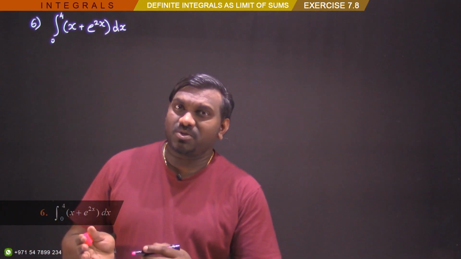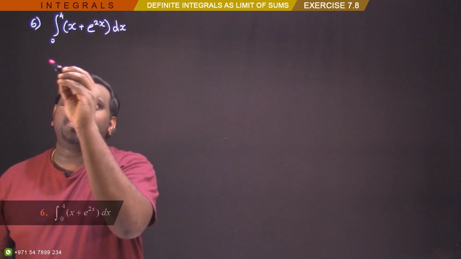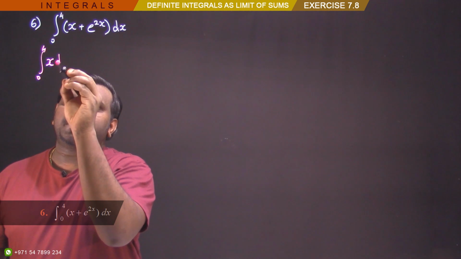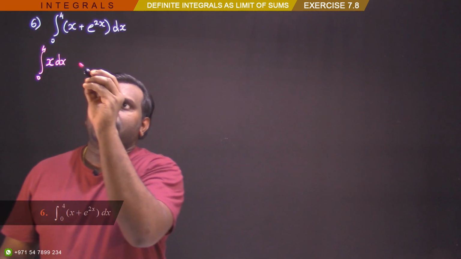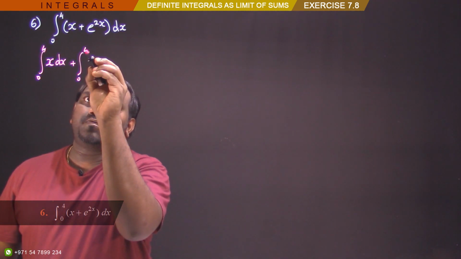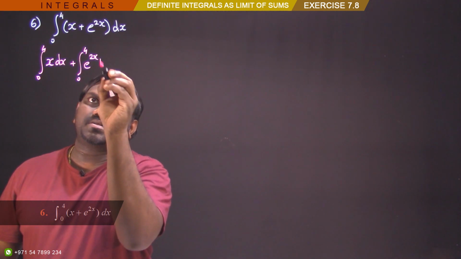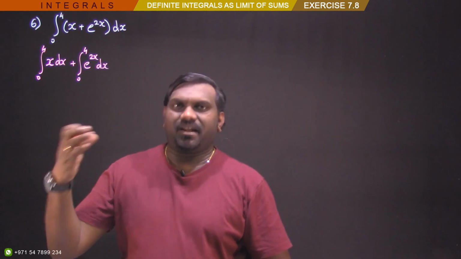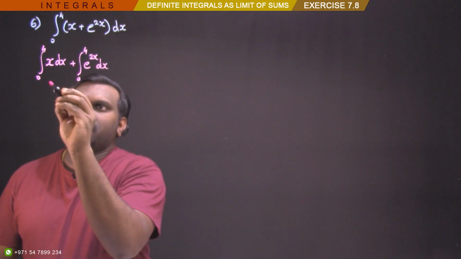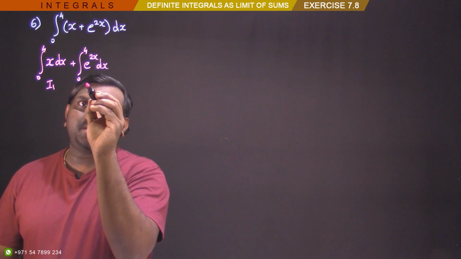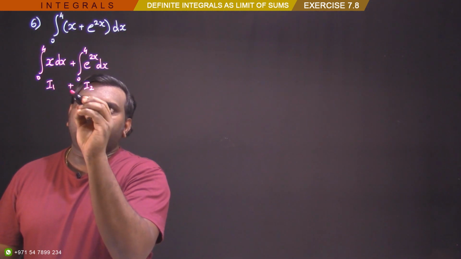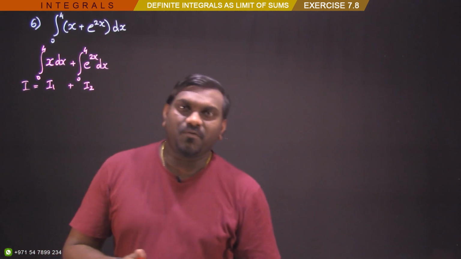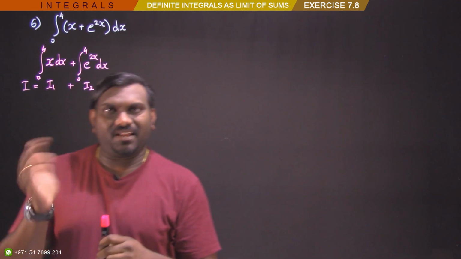Here also you have 2 terms, dear. What I told you to do is to split it into 2, right? One is this, plus the other one is the integral from 0 to 4 of e raised to 2x dx, dear. You need to find each separately, then add them, okay? This one I'm treating as I1, and this one as I2. If so, then what is I, dear? I is I1 plus I2. So what do I want to find? I want to find I1 first and then I2, dear.